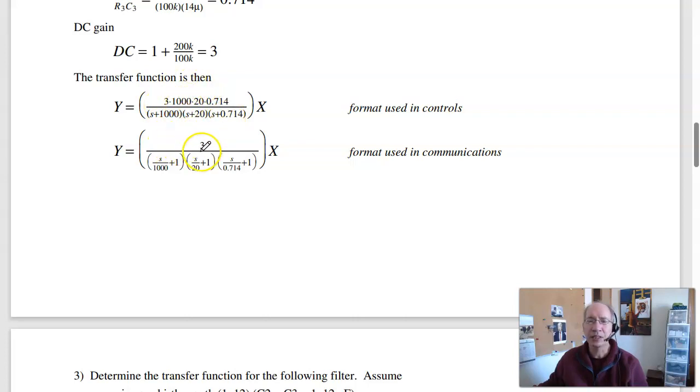In communications, they write it this way. Same thing, just a different way of writing it. In controls, I like it because you can see where the poles are. In communication, you can still see the poles, but you can also see the DC gain. So either way is valid.